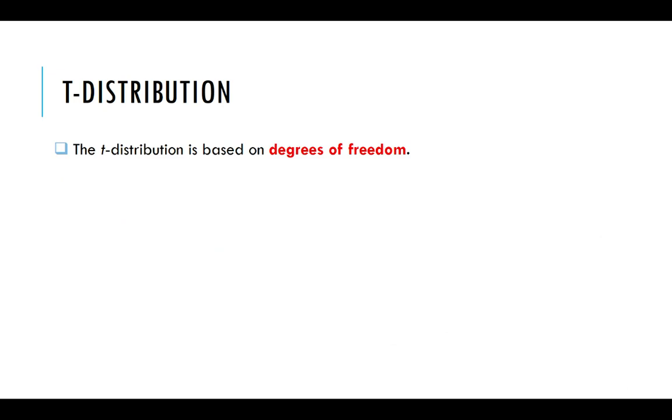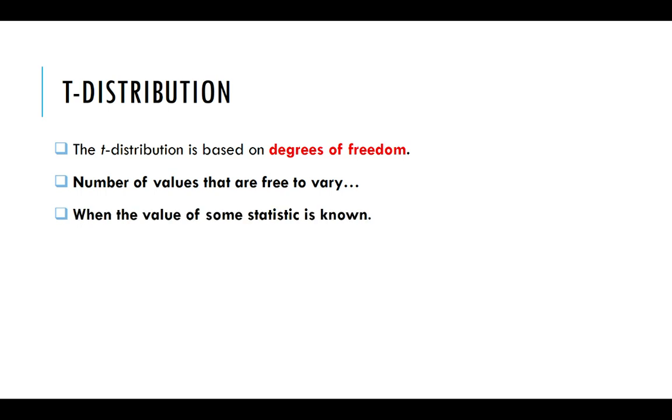The t-distribution is based on what we call degrees of freedom. And you've seen the idea of degrees of freedom before in one of our earlier modules, but it is a confusing concept. So I'm going to define it, and then I'm going to try to illustrate it for you, but we will work with degrees of freedom for the rest of the semester. So degrees of freedom is the number of values that are free to vary when the value of some statistic is known.